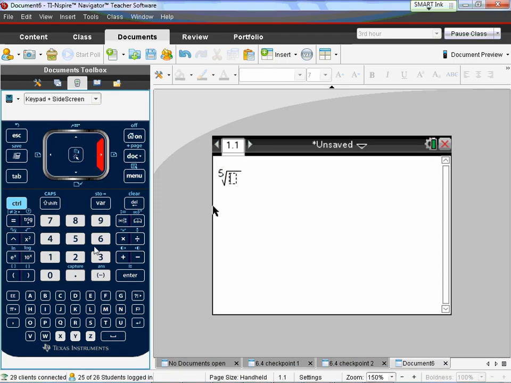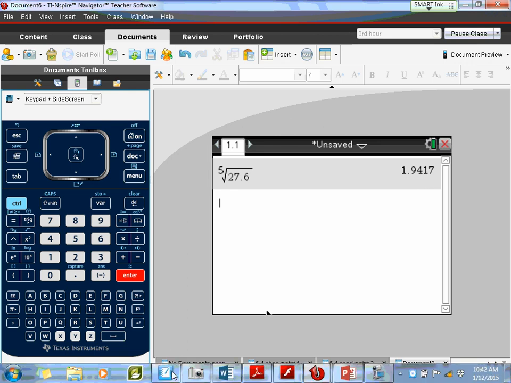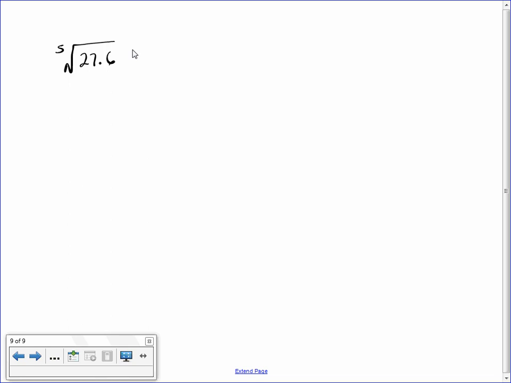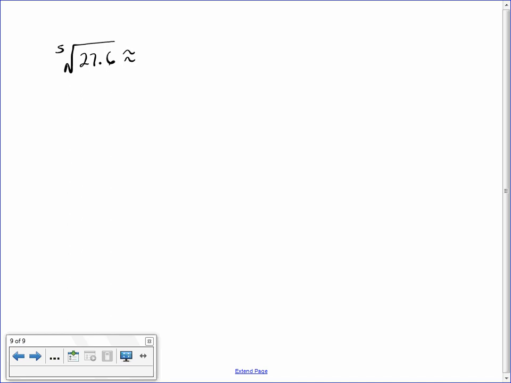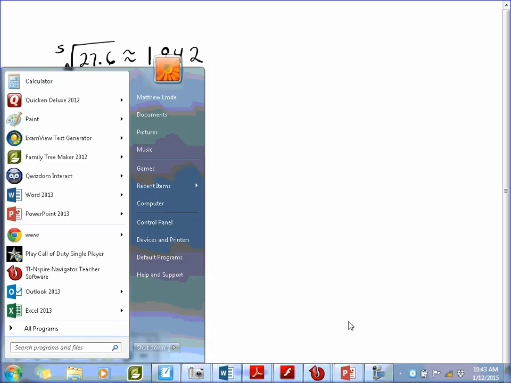Alright, so go over there, 27.6, push enter. Now to take this out to 3 decimal places, that's going to be 1.942. We use the approximate symbol because this is not the exact answer. So it's approximately 1.942. That's today's lesson. Tomorrow we'll begin working on lesson 6.5.